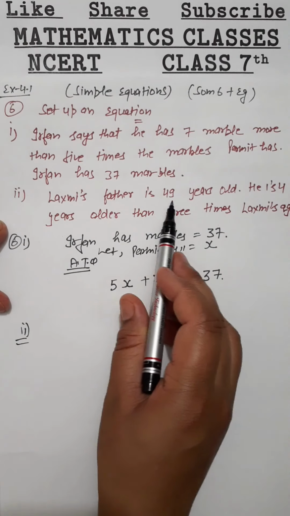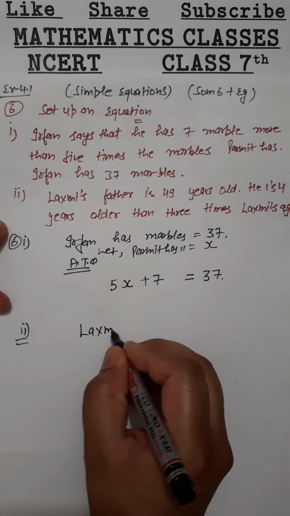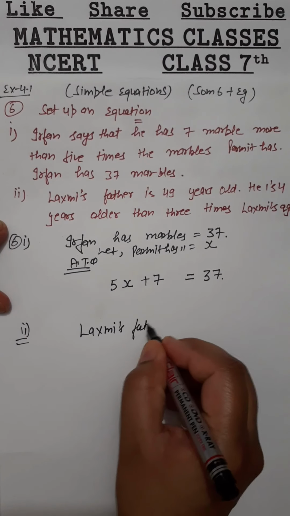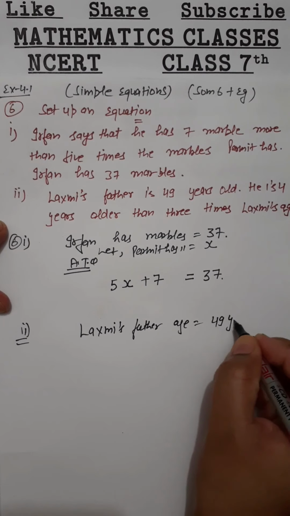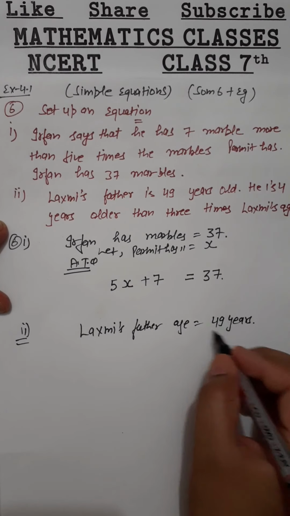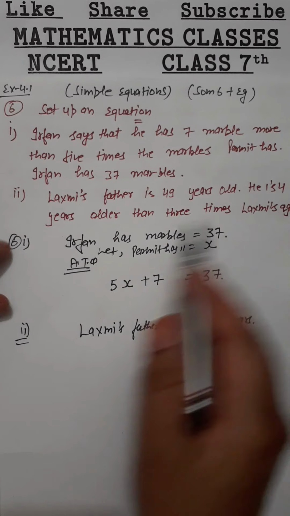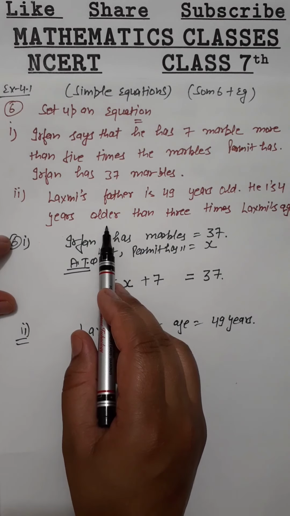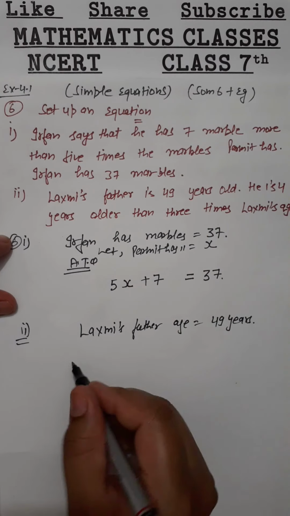Lakshmi's father is 49 years old. Write down: Lakshmi's father's age equals 49 years. That will come to the right hand side. He is 4 years older than 3 times Lakshmi's age.